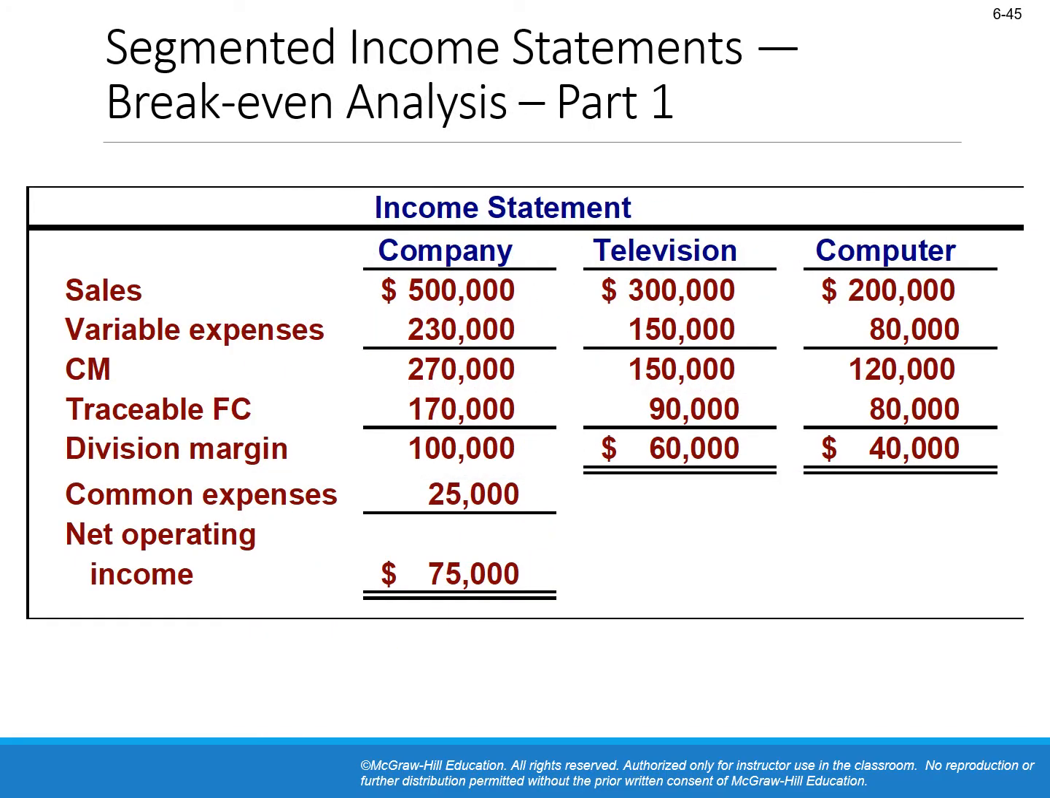So this is the income statement of the company for the whole company, and we have two divisions, television and computers, and we have traceable fixed cost for the television 90, for the computer it's 80, the sum of them is 170, then common expenses for both that cannot be assigned, 25,000.